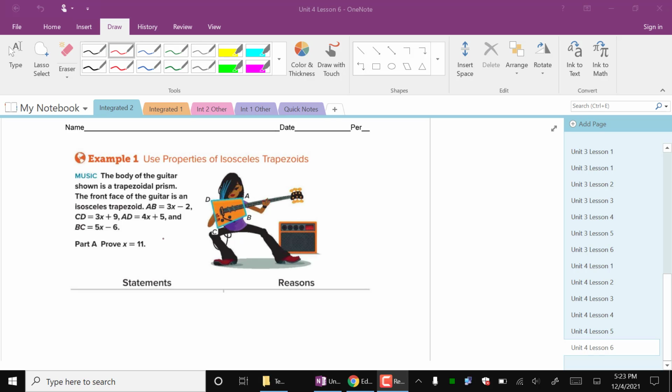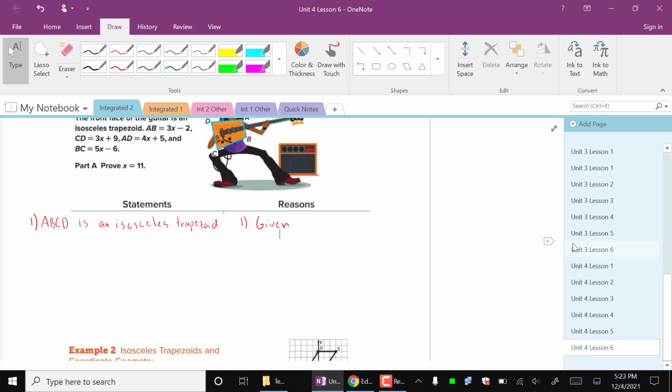We're going to start off with our given statement. Number 1 is going to be our given statement, and our given statement is that ABCD is an isosceles trapezoid. Again, the reason for this is given. This is the information that we start off with.